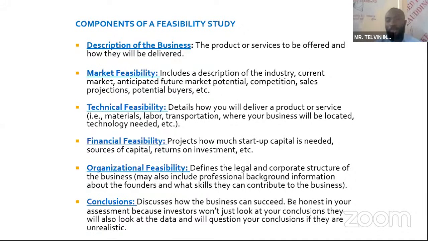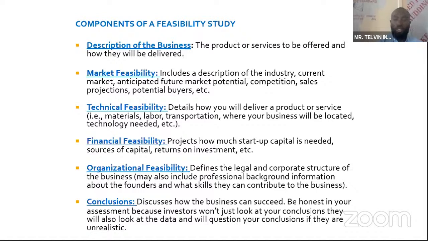Then after your financial feasibility, the next component of the feasibility study is your organizational feasibility. This is the corporate structure, the managers, the directors, the founders. These are the persons that constitute the organizational feasibility, and you need to put their professional background. I give you an instance. If you want to go into financial services, giving people loans that they will return with interest, you cannot bring somebody with a background that is not in financial services. If you bring somebody from the music industry to manage financial services, it won't work. So your organizational feasibility study as a component will contain that.